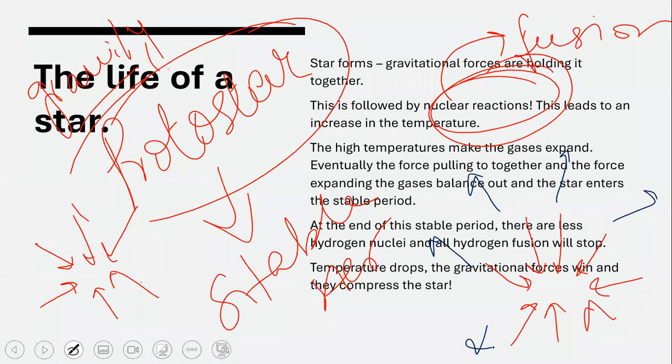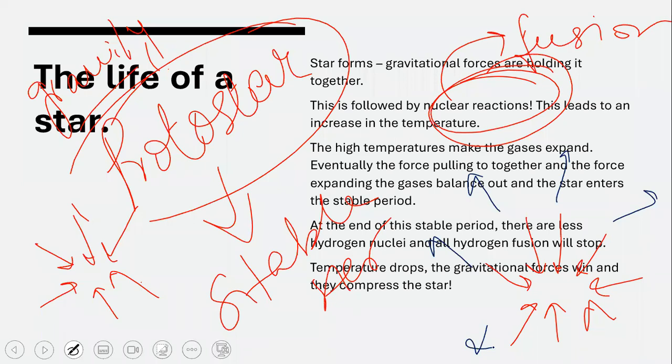Now, what happens at the end of the stable stage? When the stable stage is going to end, what happens? We are doing nuclear fusion, and for nuclear fusion, we need hydrogen nuclei, right? We need the nucleus of hydrogen so they can fuse with each other and release energy. But the number of hydrogen nuclei, or hydrogen particles, is limited.